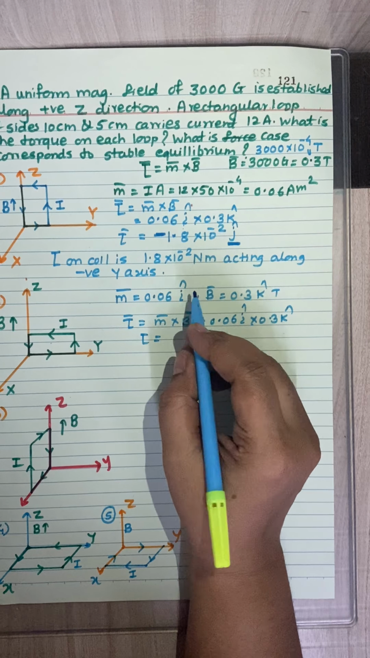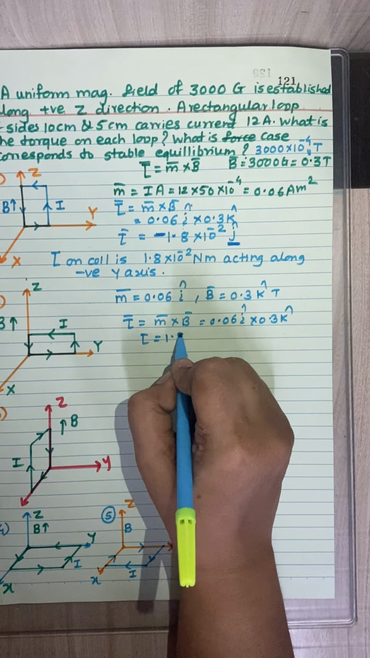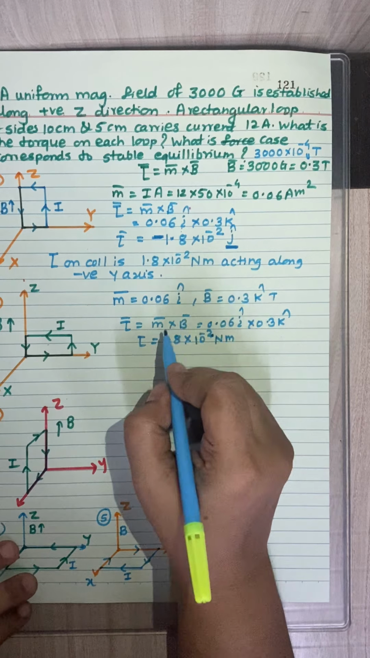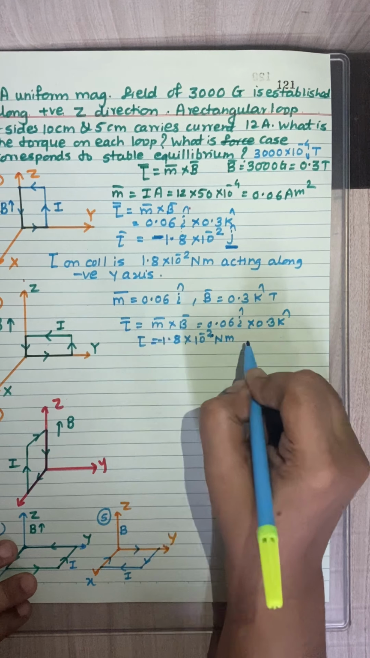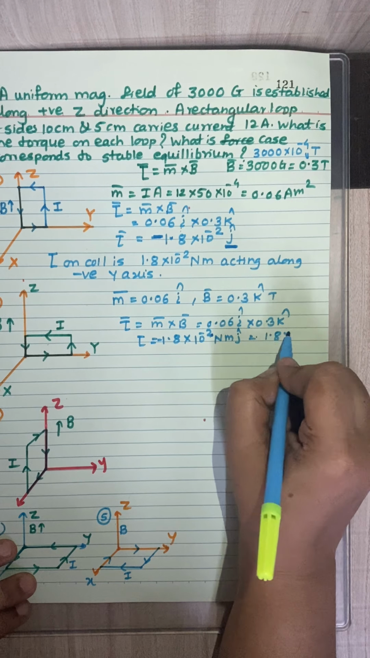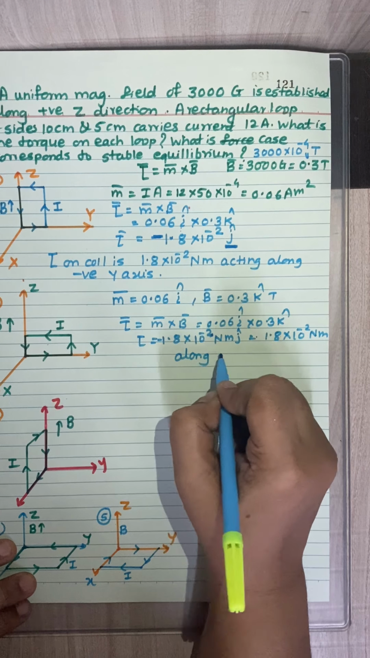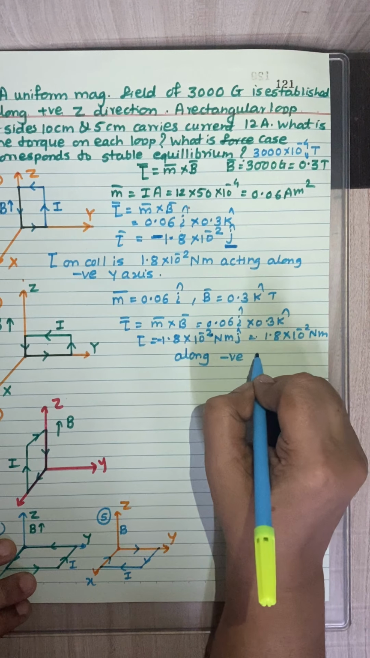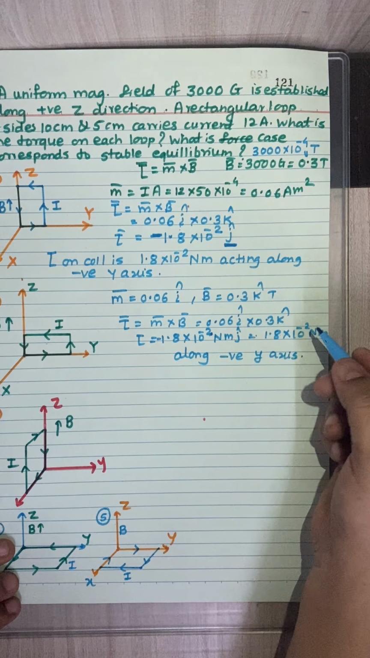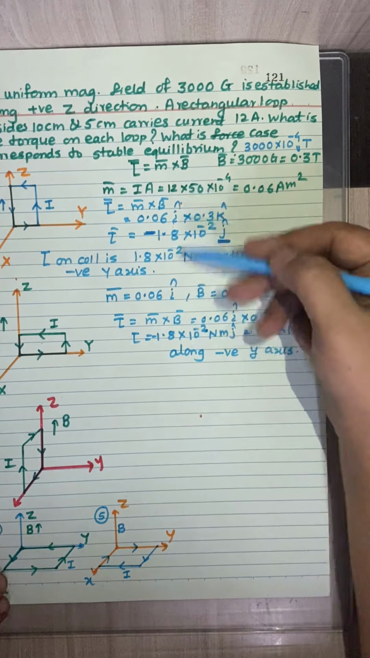That is 1.8 into 10 raised to minus 2 Newton meter. Again it is minus j cap only, that is 1.8 into 10 raised to minus 2 Newton meter along the negative y-axis, as it is a minus sign. So these are the two cases we have considered.